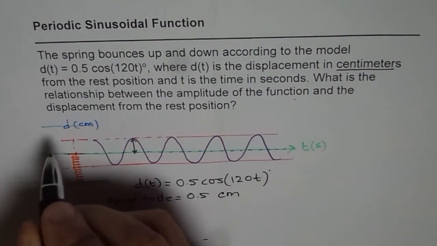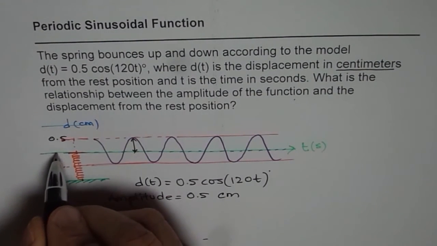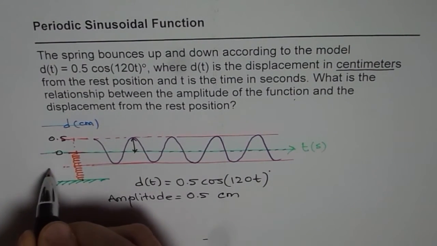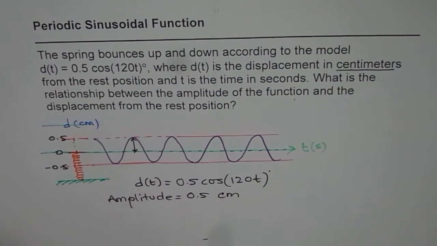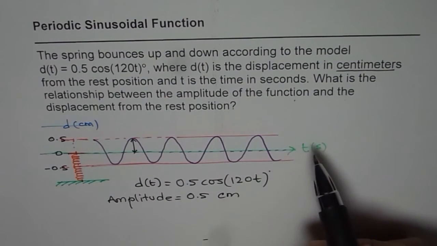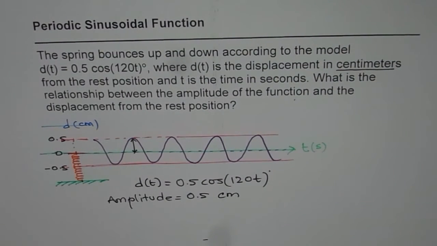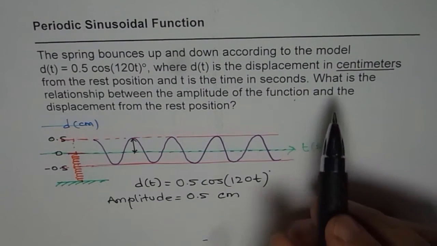So that maximum is 0.5. Do you get it? If we are considering this to be 0, then this is minus 0.5. However, all throughout, we have to say that the amplitude for the function is constant, which is just 0.5, right? Now, let's read it once again.